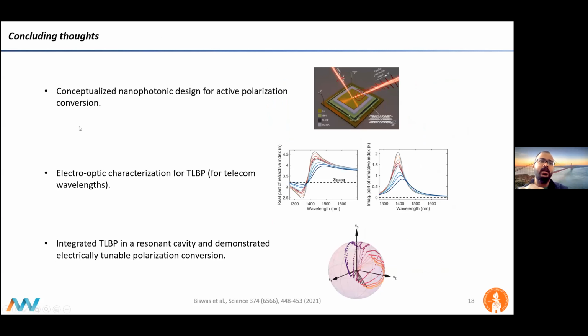So I'd like to conclude by saying that we conceptualized a nanophotonic design for active polarization conversion. We characterized the three-layer black phosphorus and its refractive index as a function of doping, and we were able to integrate that in a resonant cavity, and we demonstrated electrically tunable polarization conversion.